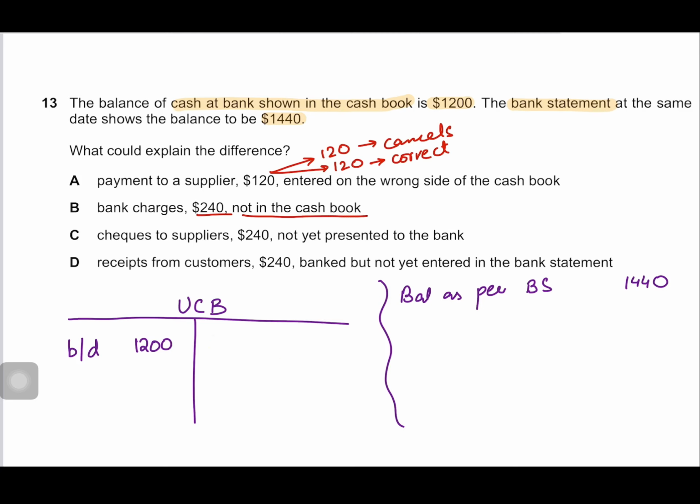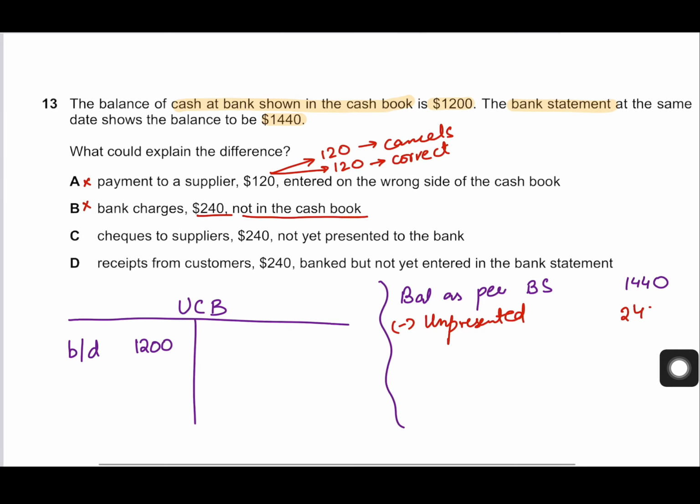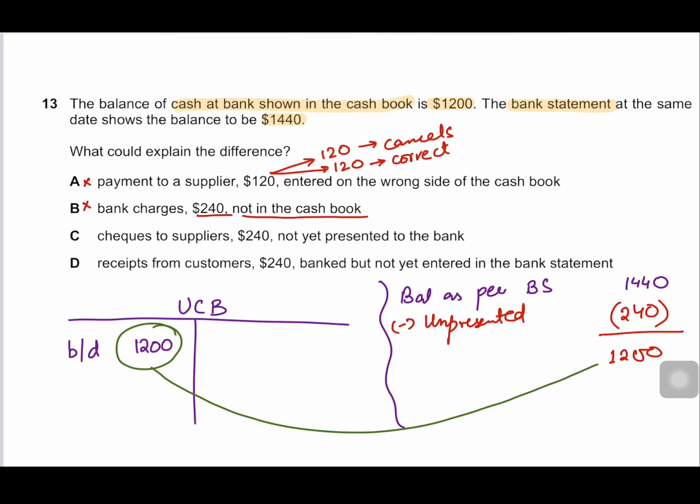Let's move towards option C. It says checks to suppliers 240 not yet presented to the bank. Okay, unpresented checks. How are they adjusted? They are adjusted in the bank reconciliation statement, and that too by subtracting them from the bank statement balance. So unpresented checks amounting to 240 should have been subtracted. Now the answer would be 1440 minus 240, 1200. Oh, 1200. What does this show? This shows that this is reconciling with my updated cash book balance.